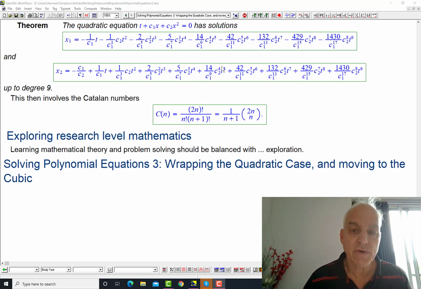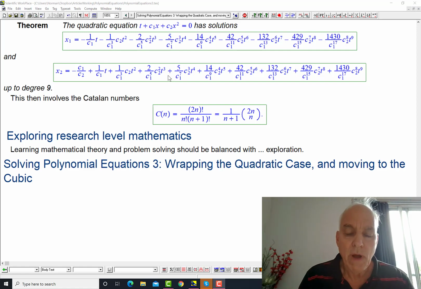And we had two solutions. The second one a little bit more complicated than the first one due to this additional constant term. But otherwise, they're very similar. This was just the negative of this one here. Okay, so what we want to do today is wrap up this quadratic case and move to the cubic case, which is a lot more challenging.